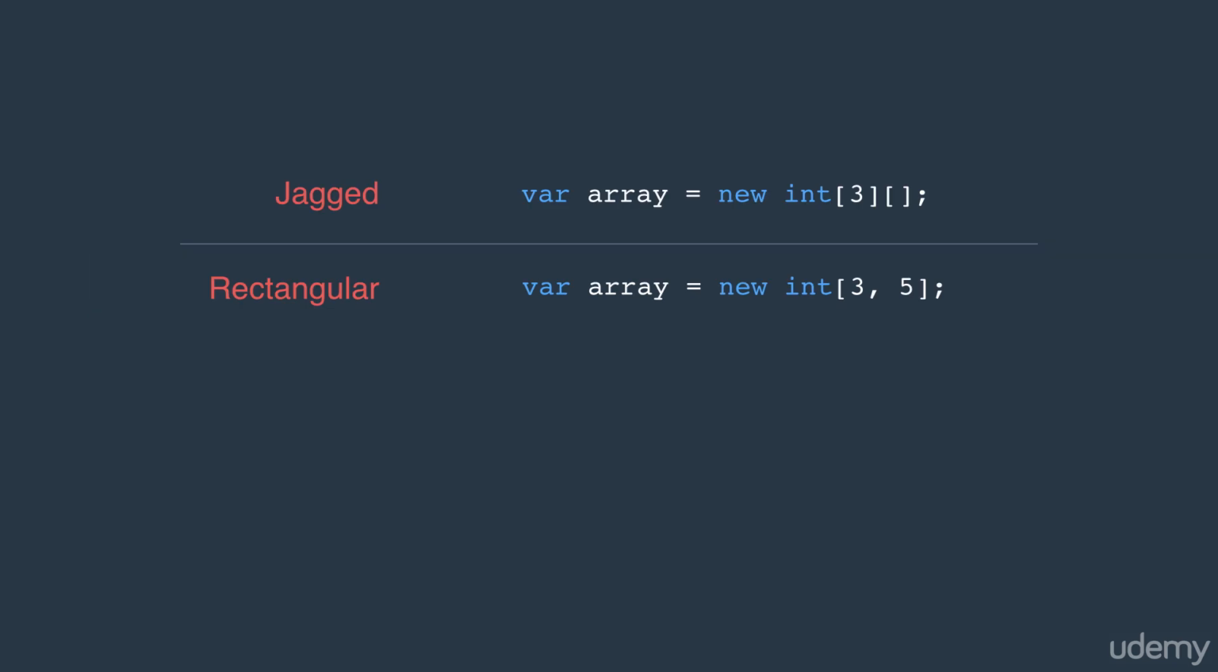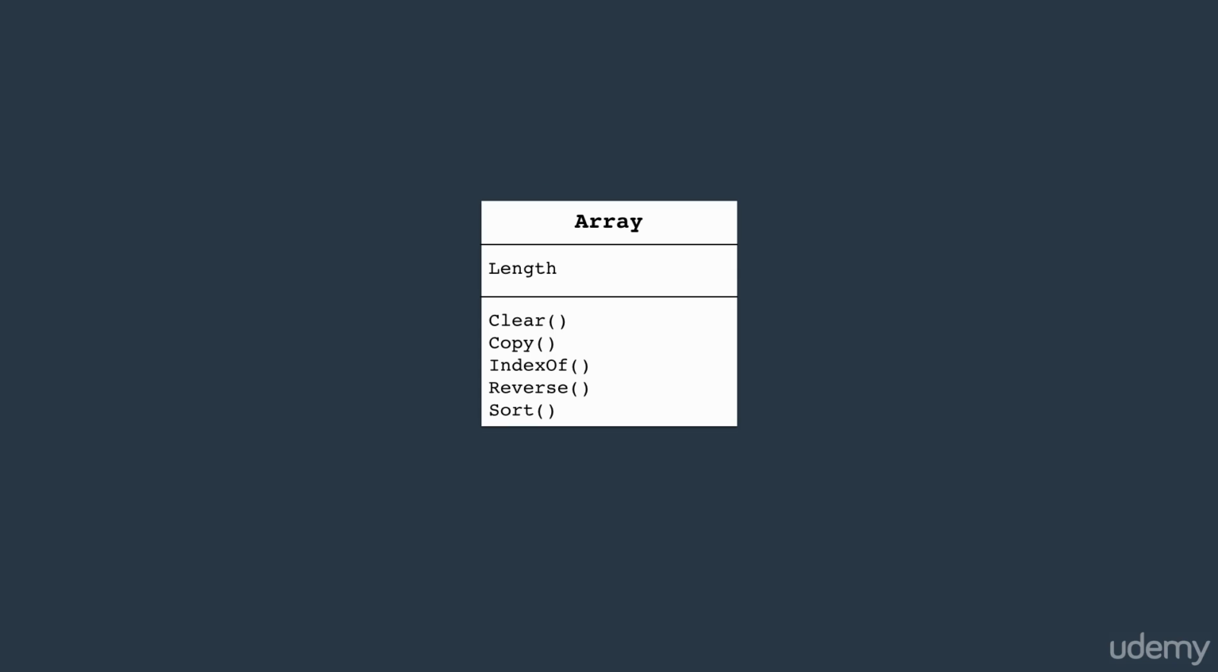So the difference between the jagged array and rectangular array from a syntactical point of view is that with jagged array, we have 2 square brackets, whereas with rectangular array, we have 1 square bracket, but we separate the dimensions using a comma. In C#, all arrays map to the array type that is defined in the system namespace of .NET Framework. So the array type is a class. It has a bunch of properties and methods as you see in this slide. Okay, now let's flip over to Visual Studio and see all these concepts in action.